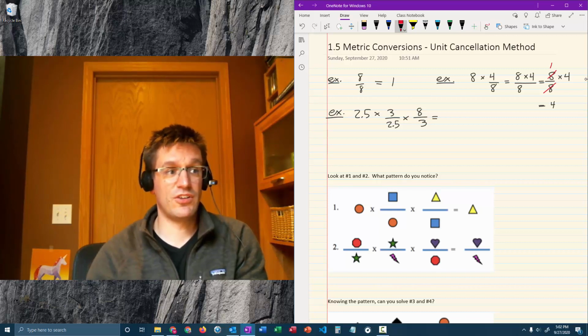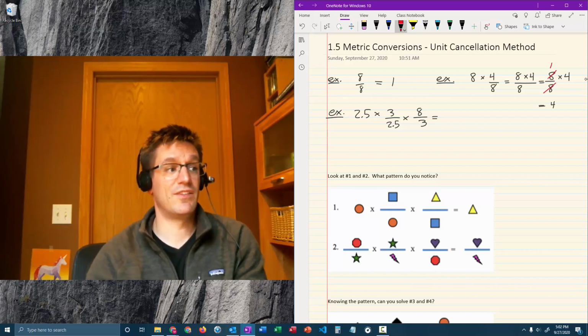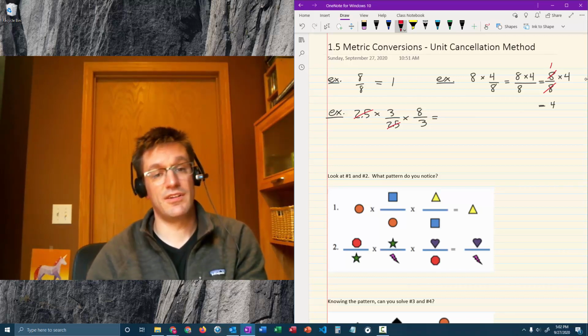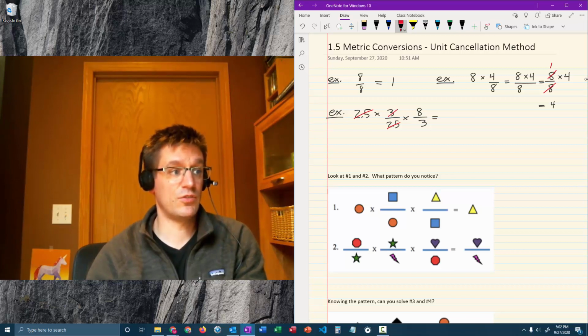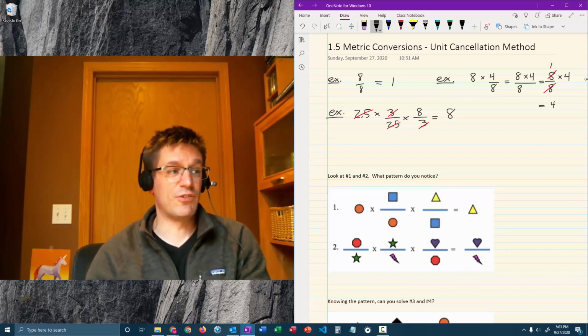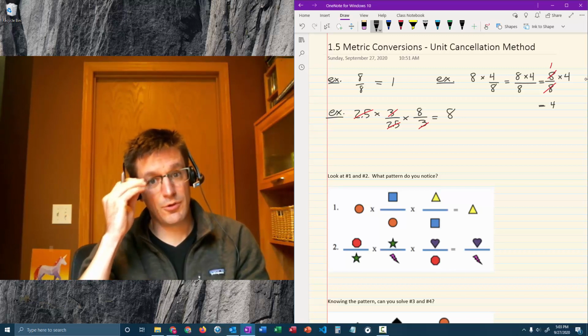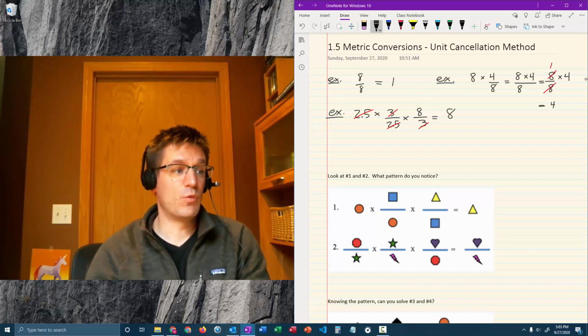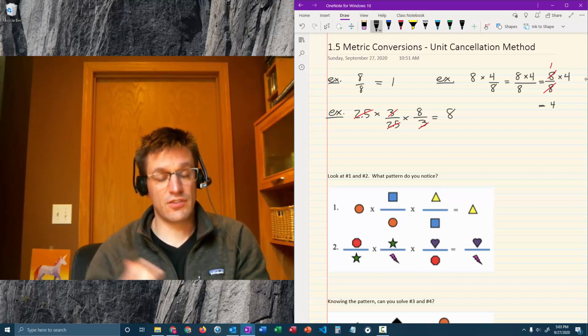So I'm not going to bother with all this extra shuffling around that I did over here. I'm just going to recognize that if I have a number on top and bottom, they're going to cancel, so I can cross those off. I also have a 3 on top and a 3 on bottom, so those cancel, and my final answer is 8. So that's pretty nice to be able to do that, right? If I wanted to do all this by hand and actually multiply all this stuff out, it would be super tough. But with cancellation, we can do this stuff really quickly.